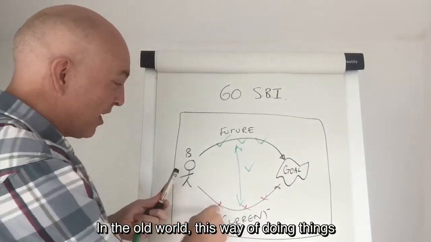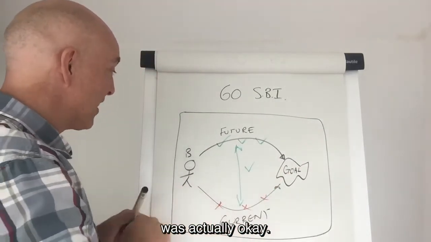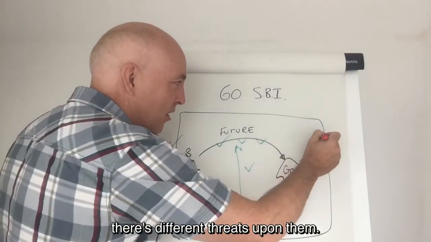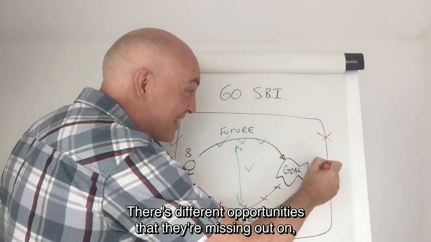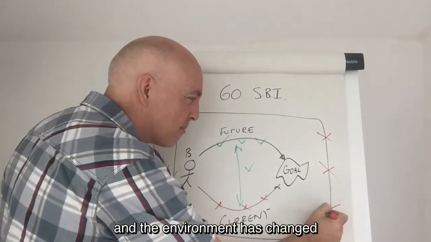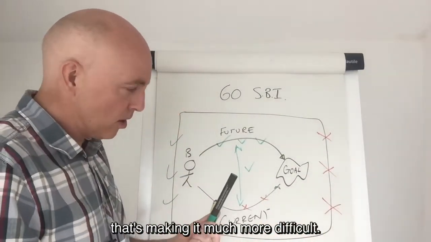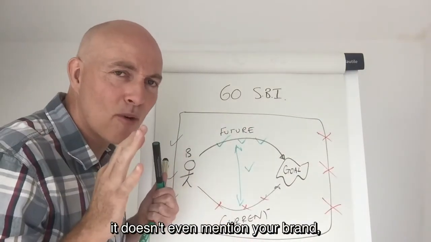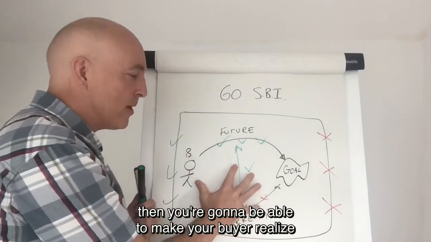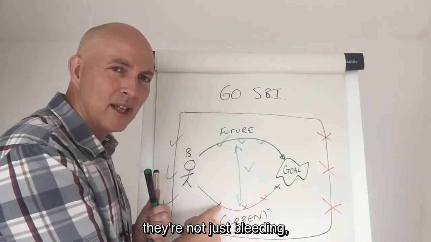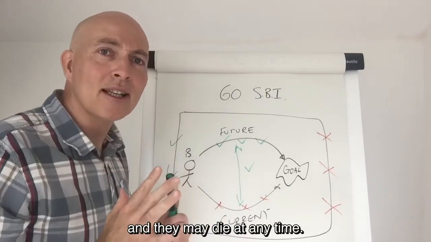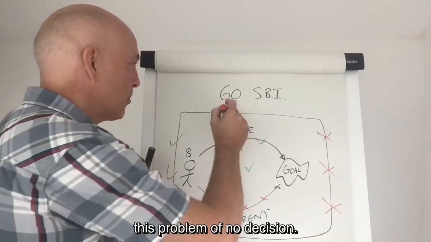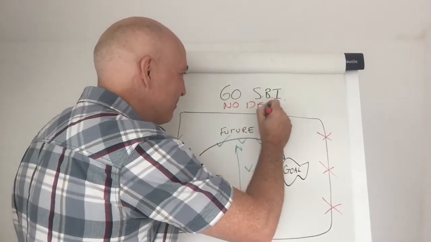In the old world, this way of doing things was actually okay. But in the new world, well, there are different threats upon them. There are different opportunities that they're missing out on, and the environment has changed, making it much more difficult. So if you can tell this story of contrast, which is not about you at all, it doesn't even mention your brand, then you're going to be able to make your buyer realize they're not just bleeding, but they are in fact hemorrhaging, and they may die at any time. And if you can do that, then you can avoid this problem of no decision.